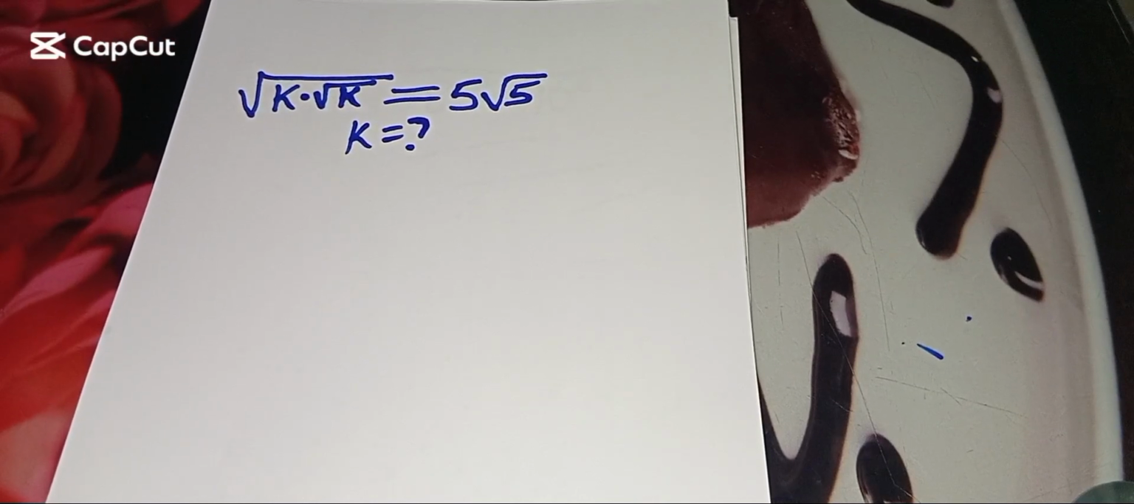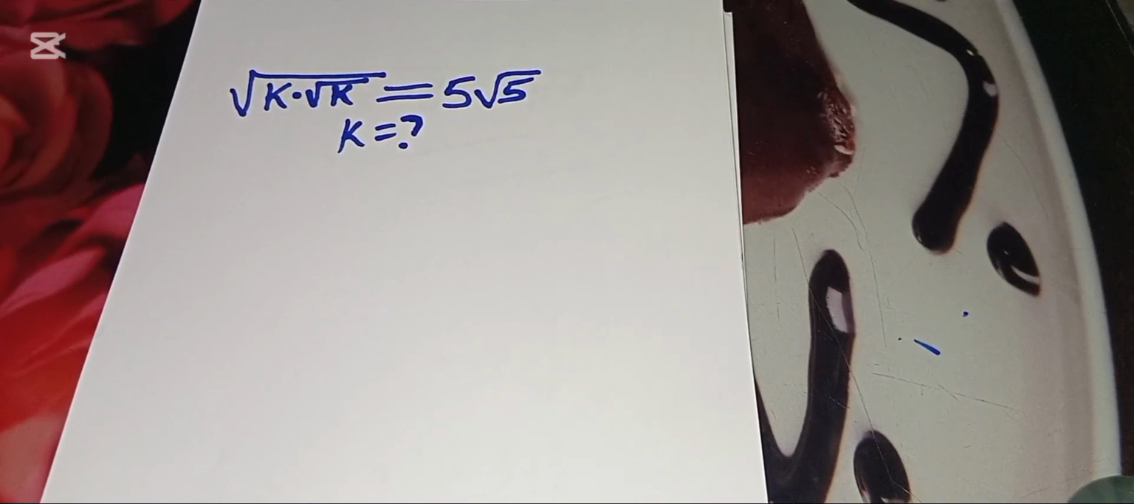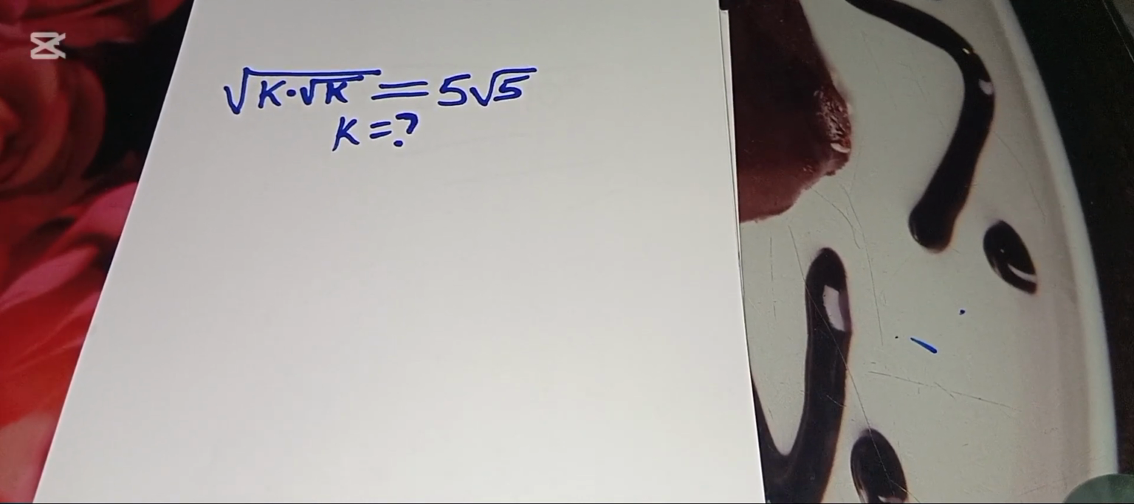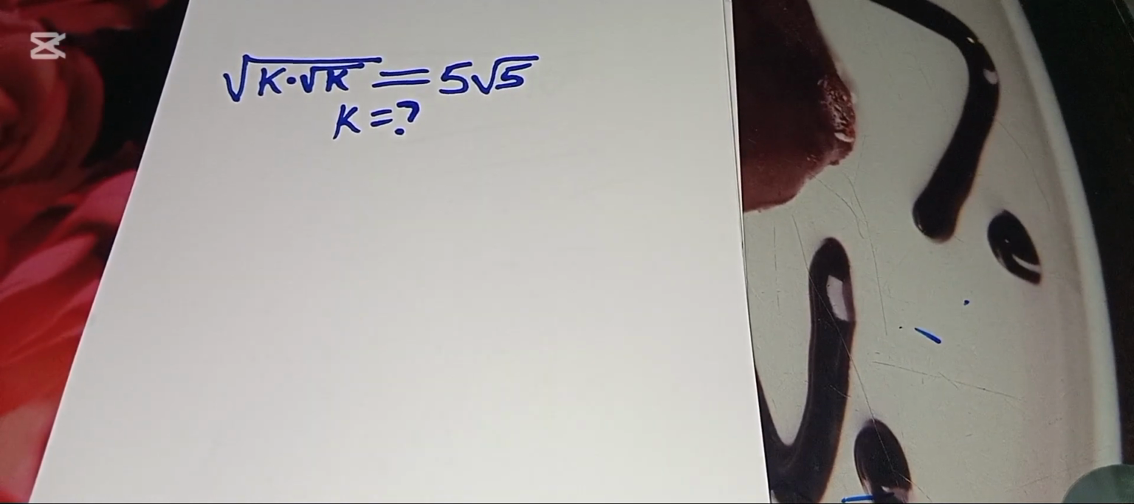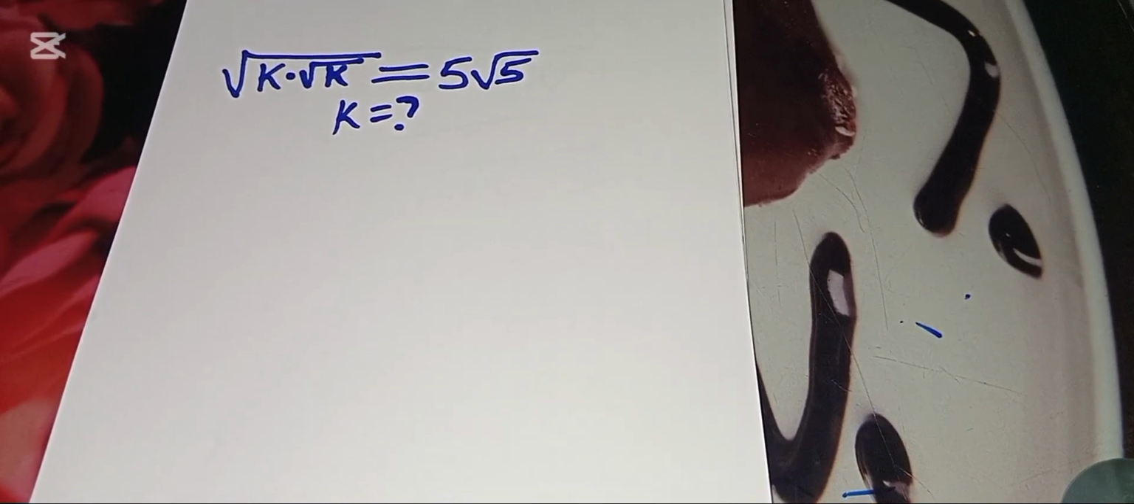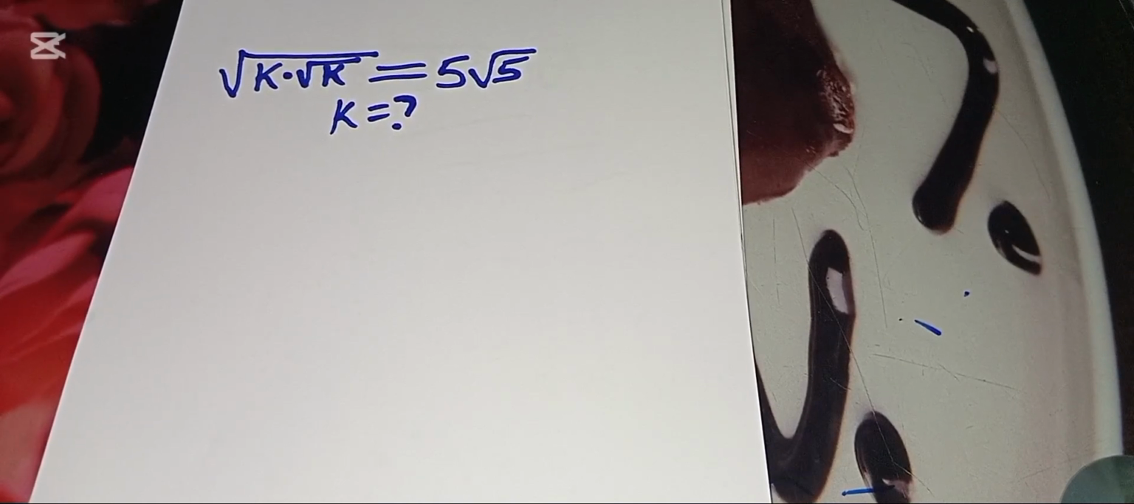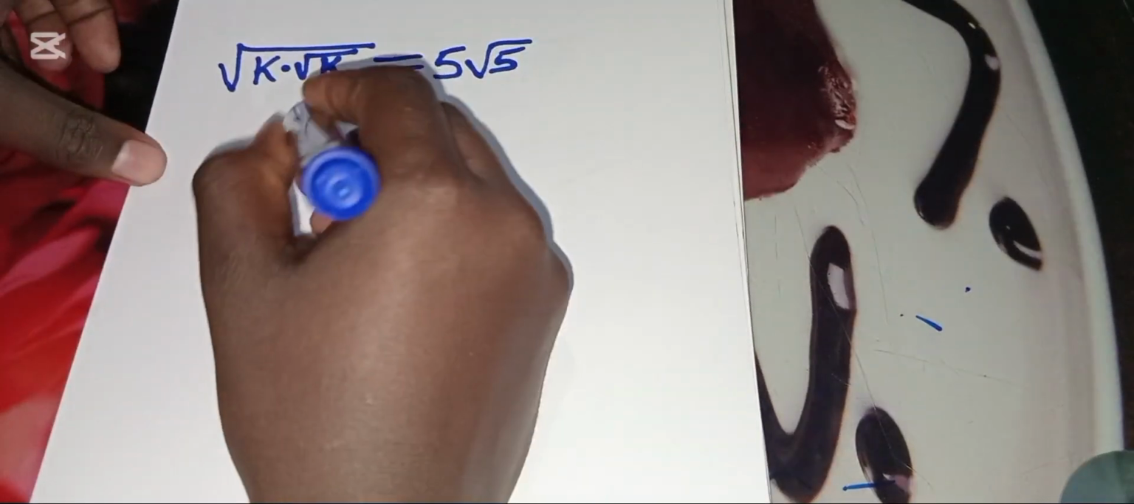Hello, welcome in. Let's provide a solution to this square root math problem, which is the square root of k multiplied by square root of k. This is equal to 5 square root of 5. So what is the value of k? Solution.